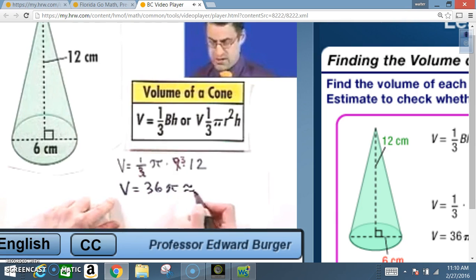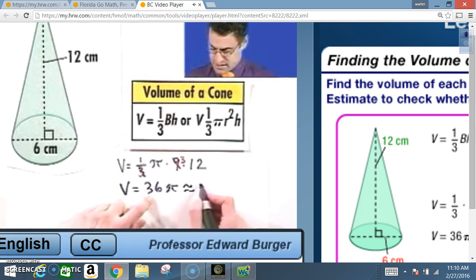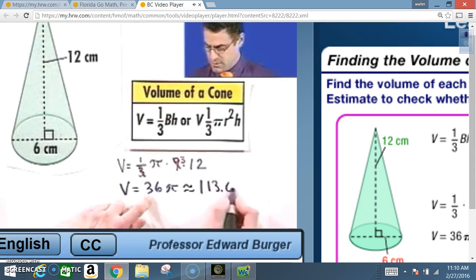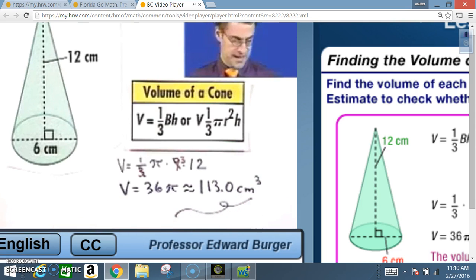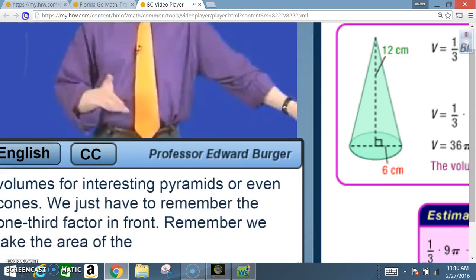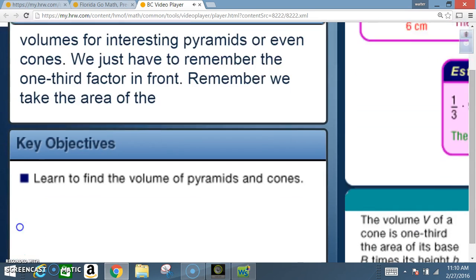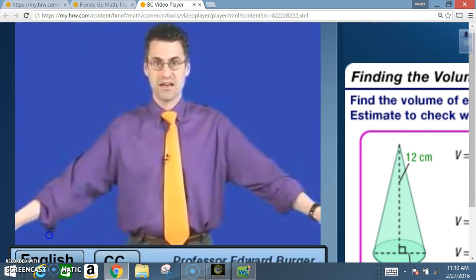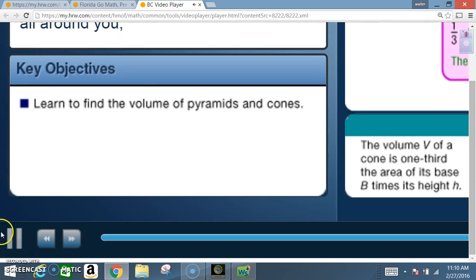But if you want to approximate that, we can use 3.14 to approximate pi numerically. We put that into a calculator, we see 113.0. And what are my units? They're centimeters cubed. So these formulas are fantastic because they allow us to compute the volumes for interesting pyramids or even cones. We just have to remember the 1/3 factor in front, and remember we take the area of the base and multiply it by the perpendicular height, and then we have the volume. It's sort of amazing these formulas work the way they do. If you want to evaluate them numerically, you can approximate pi using 3.14, and you're home free. Enjoy finding the volumes all around you, and I'll see you soon.